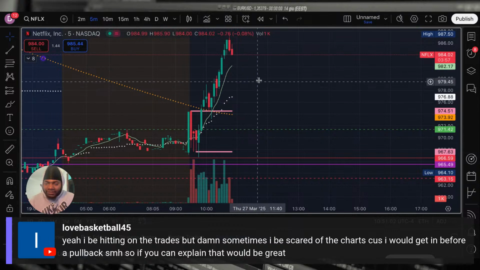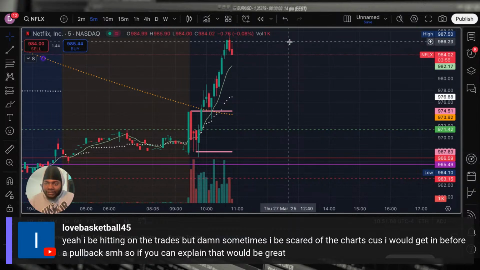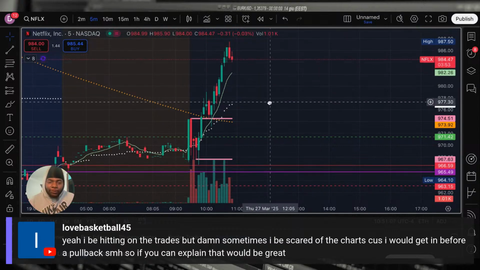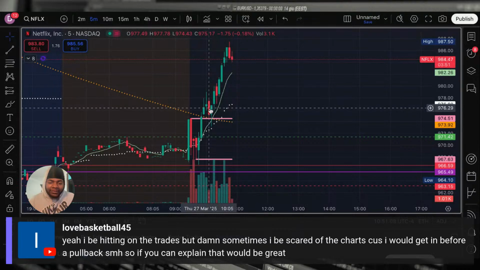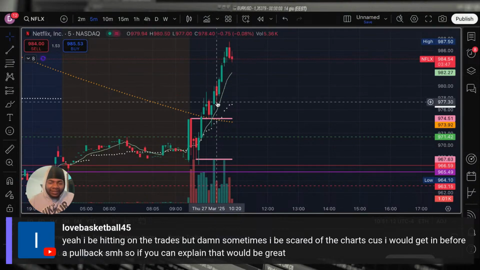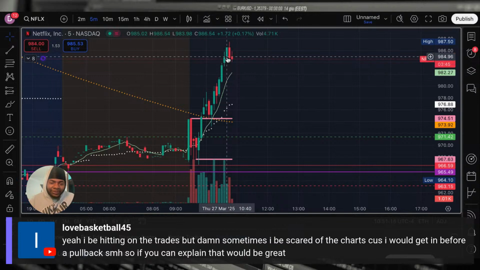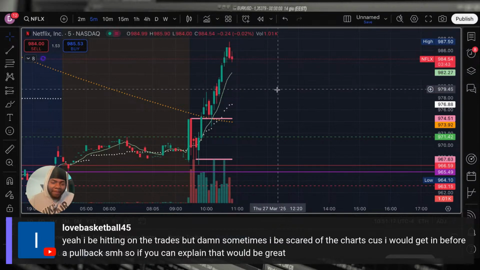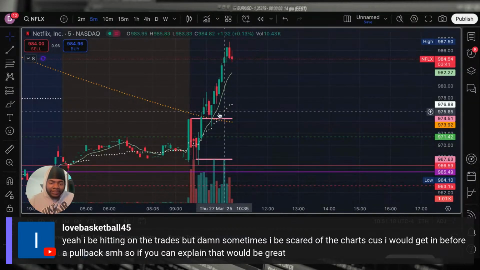Netflix moved from 976 all the way to 986. A $10 move on that one pullback. You know what I'm saying? It never pulled back again. So you could have just rolled that all the way up. But yeah, that's just a pullback.